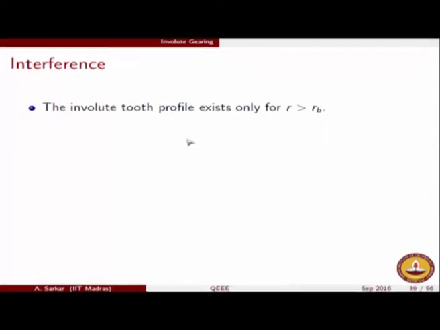We will recall that the involute tooth profile exists only in the radial region where the radius is more than the base circle. That is because an involute extends only beyond the base circle by its very definition. An involute is the locus of a point on a taut string as it is unwound from a circle. So if the circle has the radius RB, then the involute curve can be defined only in the radial region having a value greater than RB. That was one important parameter that we had noted.